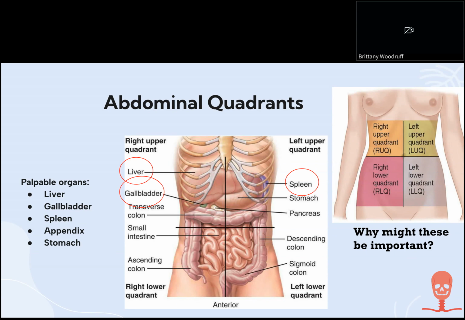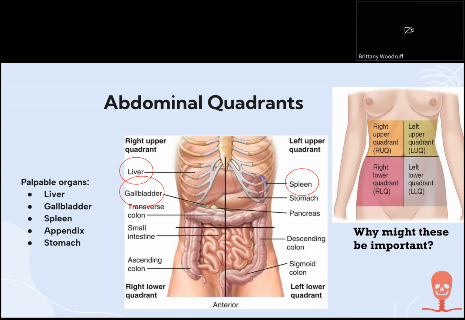Now you have your spleen, which is going to be found in your left upper quadrant. The spleen is really important for getting rid of old blood cells, stuff like that. But we don't talk about the spleen too much in this class. So you guys just need to know the location of it.